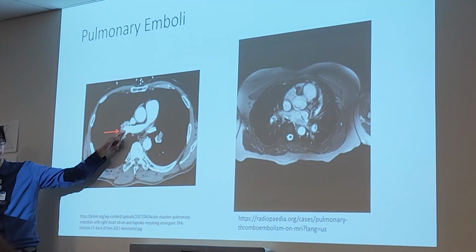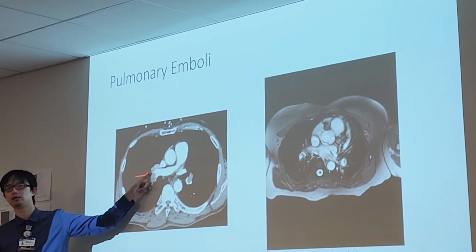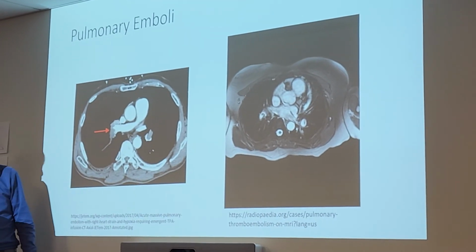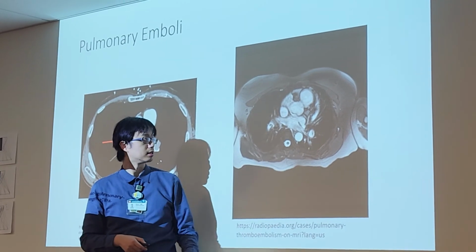But if you take a look here, this part where it's bright, this is fluid, this is blood. But as the fluid comes this way, suddenly you see this appear out of nowhere to kind of block the fluid. That is our embolus. That's our emboli. Over here, same thing.